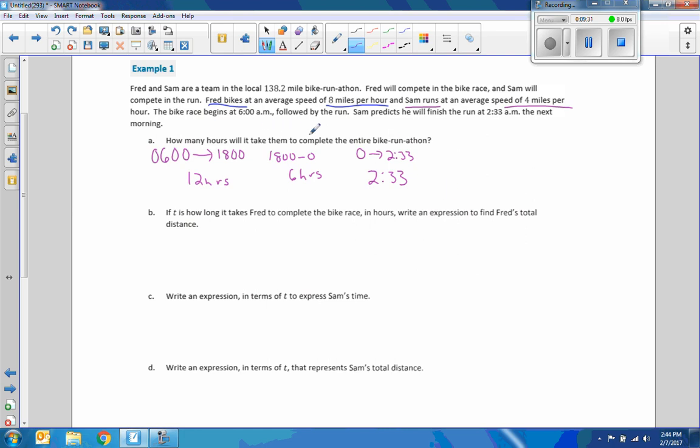So how many hours will it take them? It's addition. So it's 12 plus 6, which is 18, plus 2, which is 20 hours and 33 minutes.